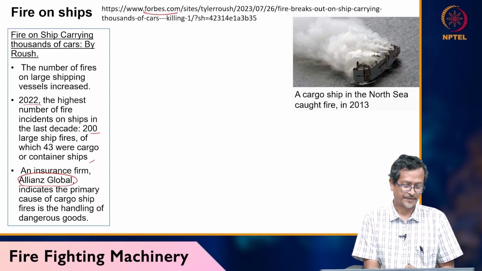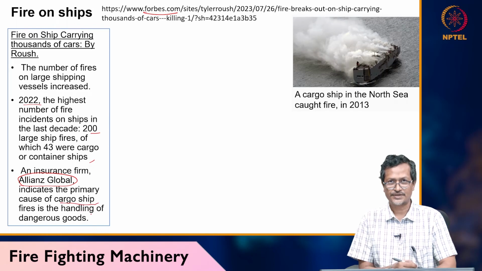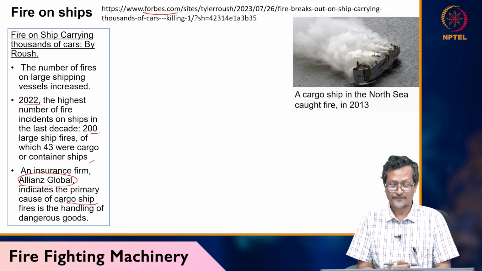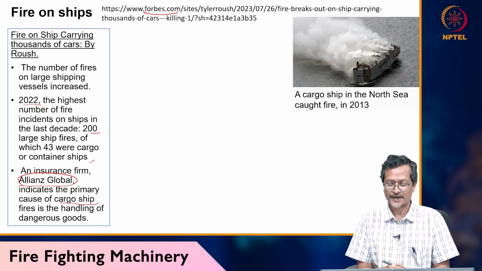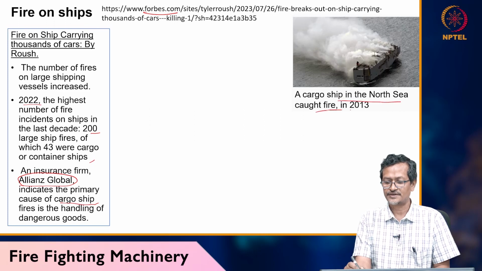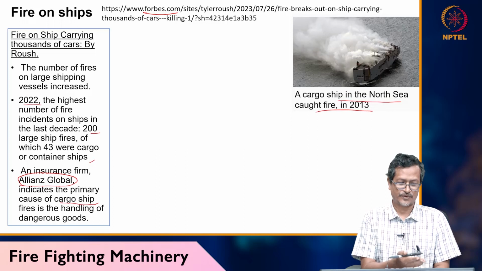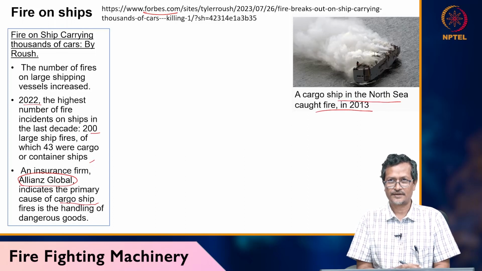So the insurance firm indicated that cargo ships handling dangerous goods, especially flammable goods, have a higher fire probability when transporting them. Here you can see on the right side of the picture a cargo ship in the North Sea that caught fire in 2013. There are many such examples. For example, 200 ship fires have already occurred in large ships. If you Google it, you will find lots of such examples of fire.